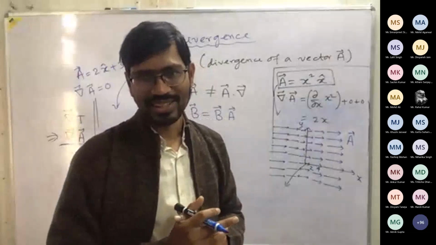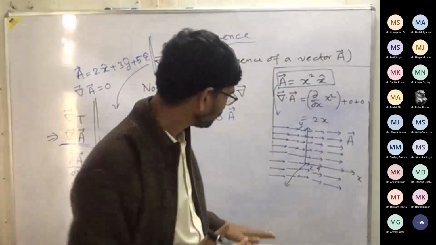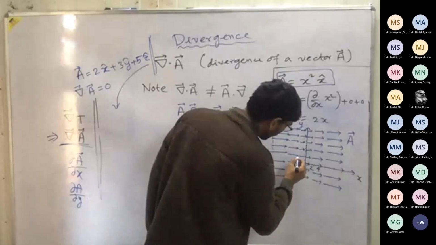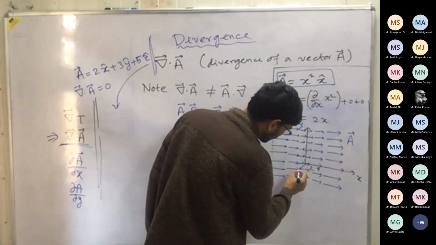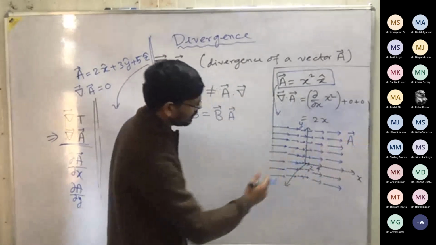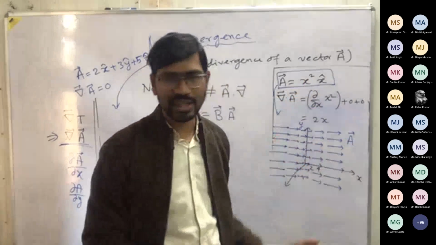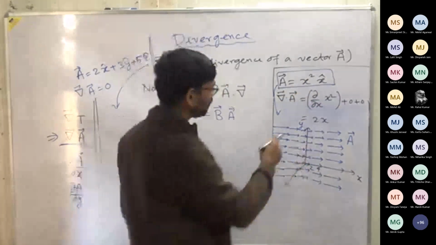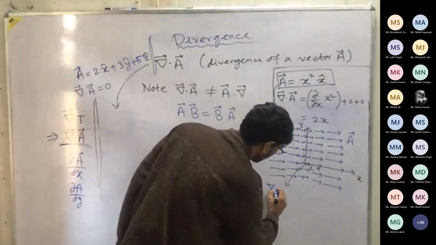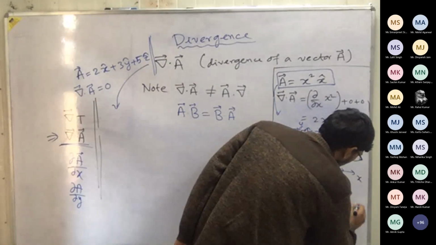So the source and sink concept will come in next week. From this plot you can convince yourself that on one side, as you go from left to right, the quantity decreases. You see the arrow magnitude decrease, so here you have a negative divergence. So del dot A is less than 0 here, and del dot A is greater than 0 there.